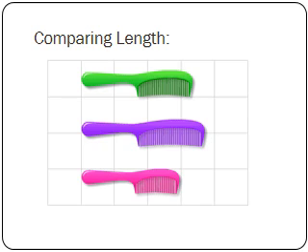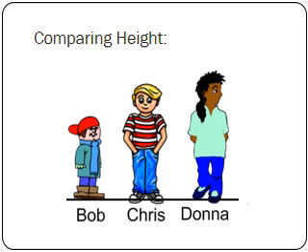Comparing lengths. If we want to compare lengths, we use two terms, shortest and longest. So here, which comb is the shortest? The pink one is the shortest. And which one is the longest? The purple comb is the longest. To compare height, use shortest and tallest.